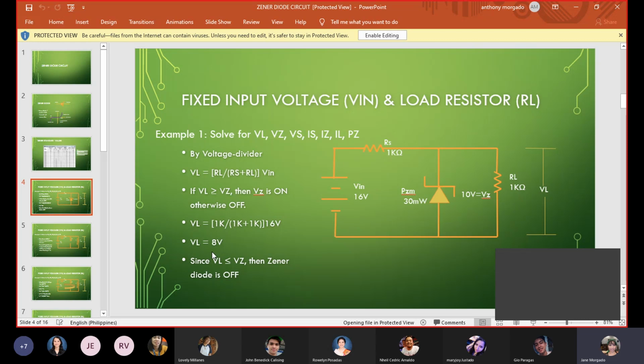Okay, so since 8 volts is less than VZ, in this example the Zener diode is off. Hindi siya active. Question?